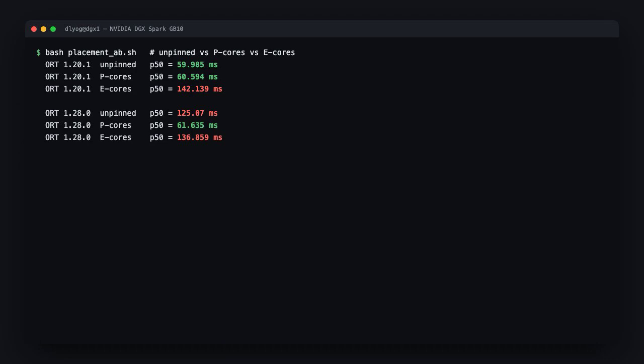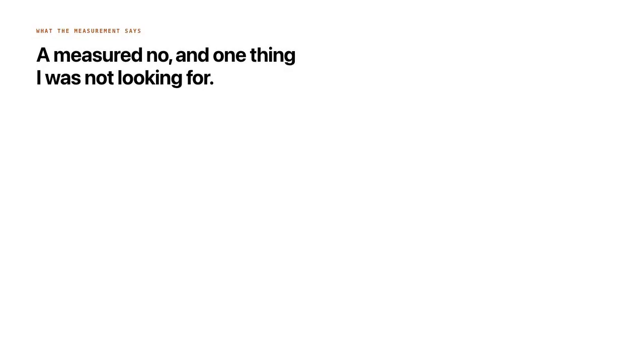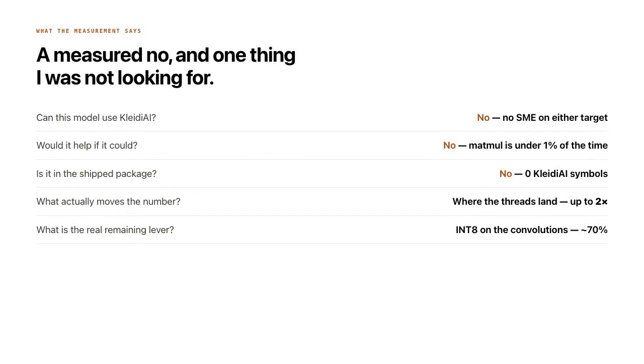The older runtime never did this, so the upgrade is not free. Pinned, it is a reliable 5%. Unpinned, it is a coin flip between 5% faster and twice as slow. So kleidiai cannot run here. It would not have helped if it could, and it is not in the package. What actually matters on this chip is still where the threads land.